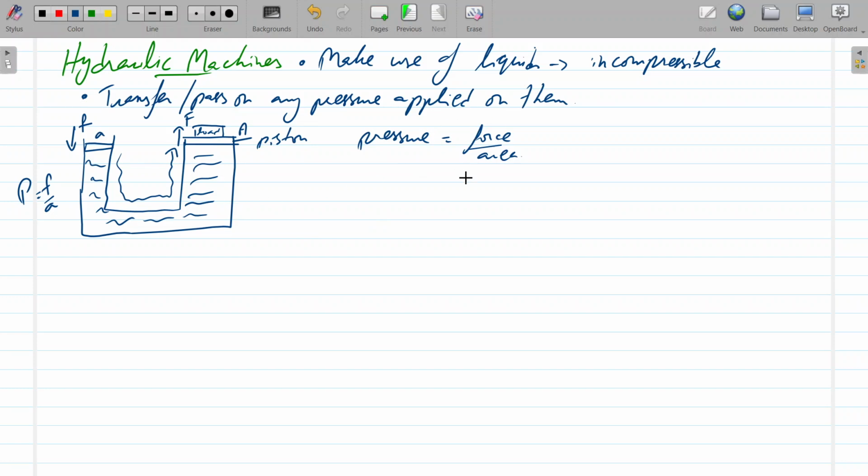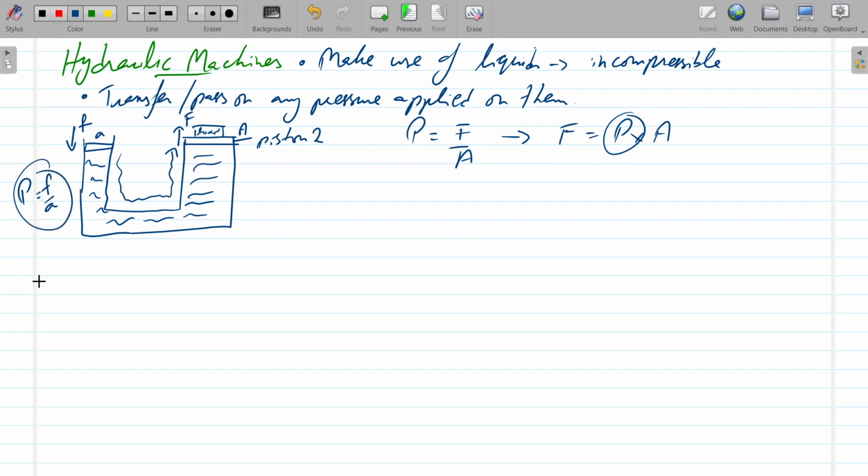If we rearrange this formula, the question is how much force is experienced over here at the second piston. So we're gonna make piston number two the subject. So P equals F upon A, that means F equals P into A. Now the pressure, do we know the pressure?